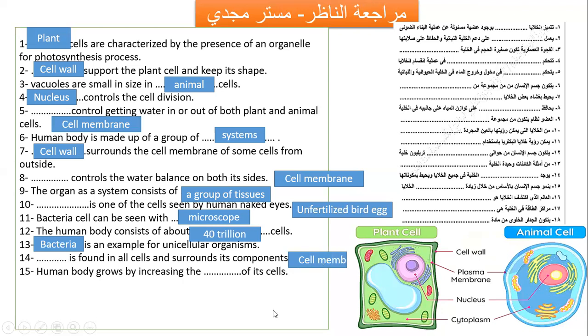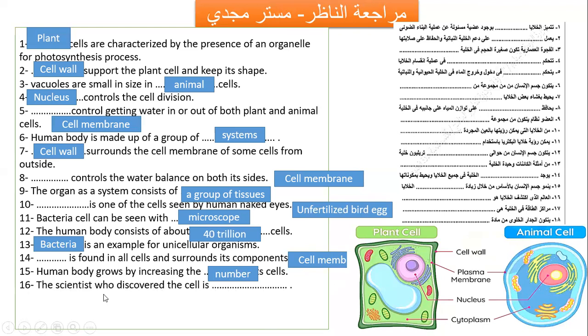Number 15, the human body grows by increasing what? So we said humans grow and reproduce by the increasing of what? Yes, excellent, number of cells. By increasing the number of cells.